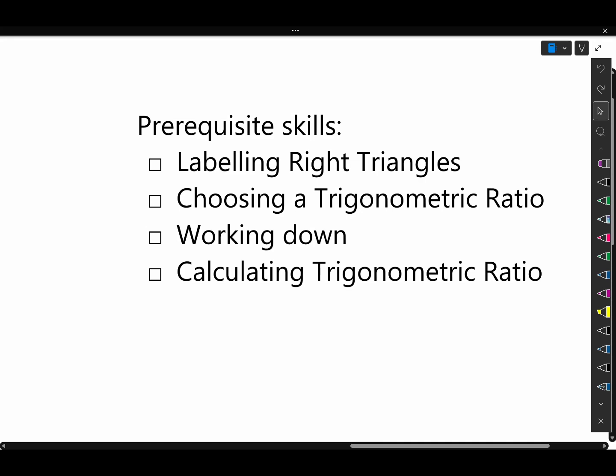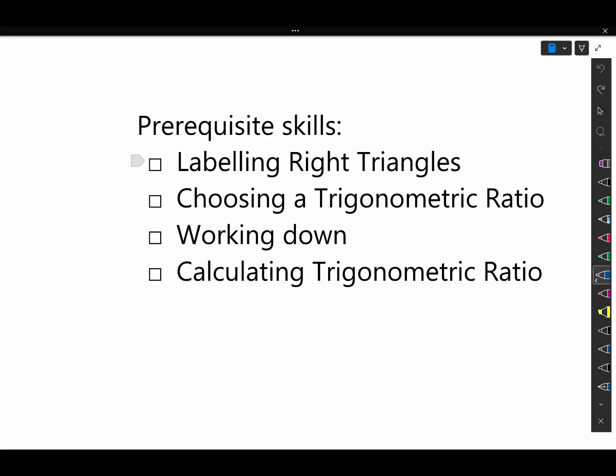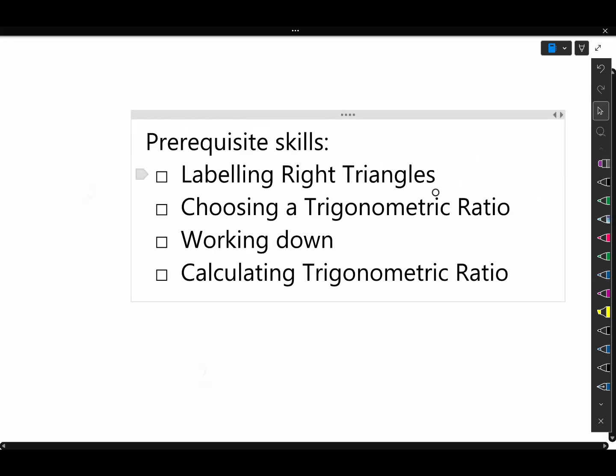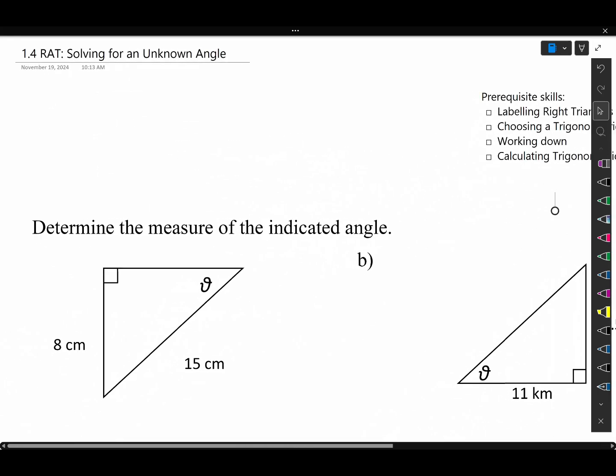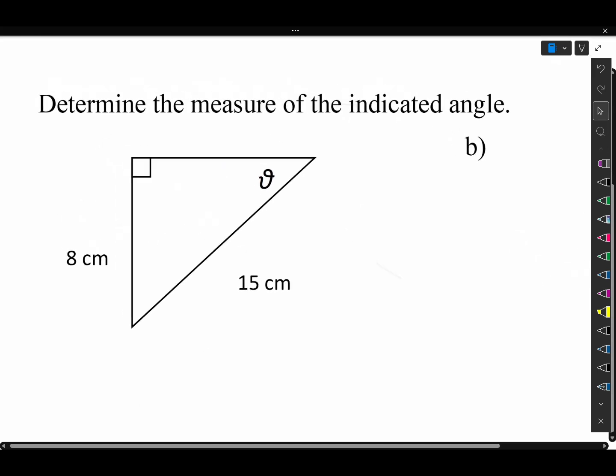We'll be making sure we can label our right triangles using opposite, adjacent, and hypotenuse. We'll make sure we can choose a trig ratio, that is our sine, cosine, or tangent. We'll be making sure we can work down, and we'll be making sure we're comfortable using our calculator to calculate a trigonometric ratio, and we will go through that here in this video as well. So we'll jump right in. Without further ado, we'll jump into the first example.